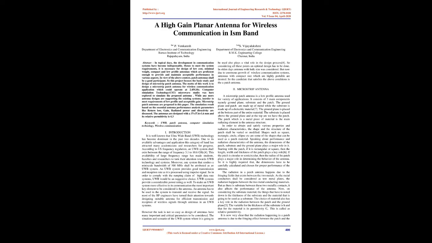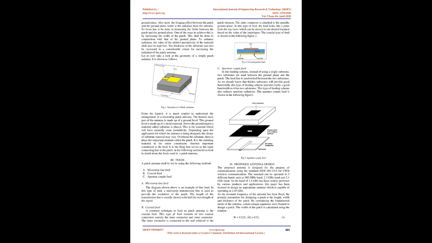However, the task is not so easy as the design of antennas has many important and critical parameters to be considered. The situation and scenario of the UWB system where it is going to be used also plays a vital role in the design process. So considering all these points, an optimal design has to be done. In olden days, antennas with bulk size were considered. But now, due to the enormous growth of wireless communication systems, antennas with compact size which are highly portable are desired. So the candidate that satisfies the above conditions is the patch antenna.